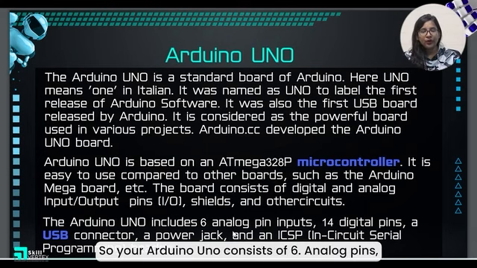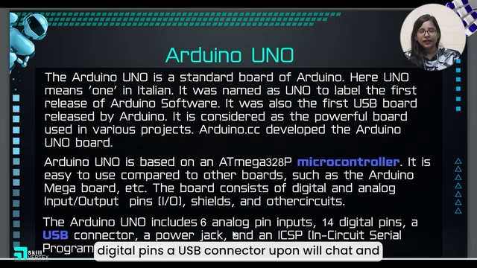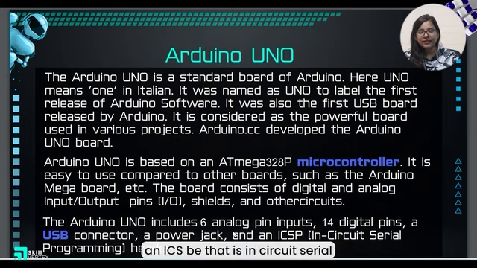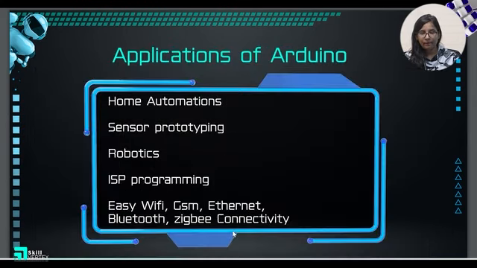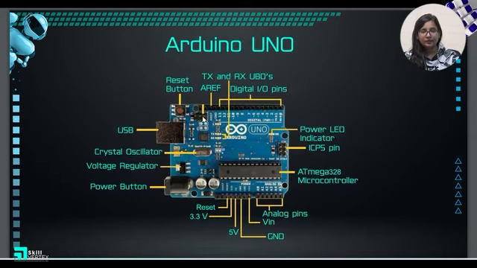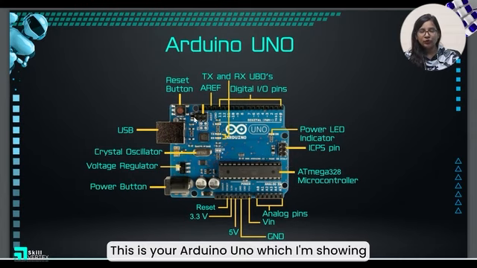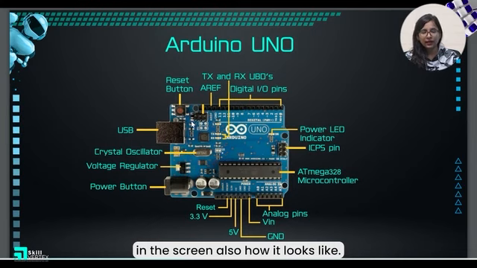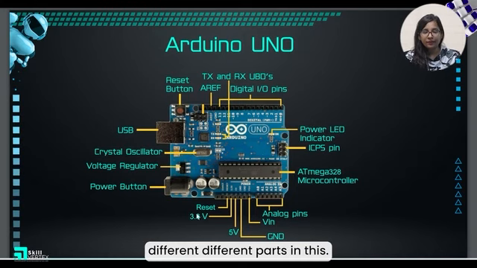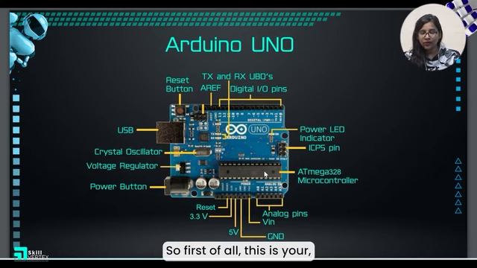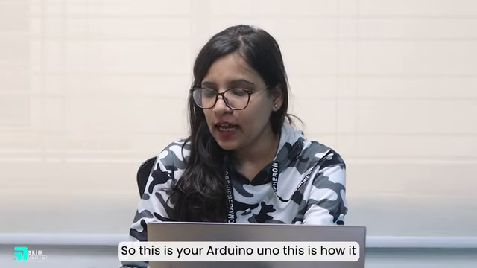Your Arduino Uno consists of 6 analog pins, 14 digital pins, a USB connector, a power jack and an ICSP, that is the in-circuit serial programming header. See, this is your Arduino Uno, which I am showing on the screen, how it looks. As you can see here, we have different parts in this. First of all, this is your Atmega 328P microcontroller.